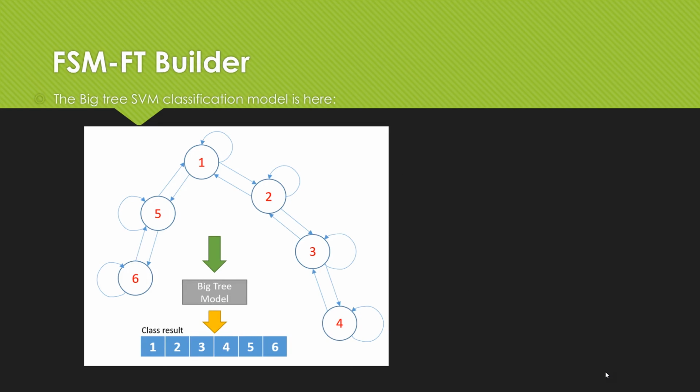The big tree SVM classification model is like this. Suppose we have 6 states that each have their own state transition or connection. The big tree SVM cannot be restricted by this transition system. So with this big tree model, the system can jump around the states. Like this, we have 6 states and the class result also has 6 classes.